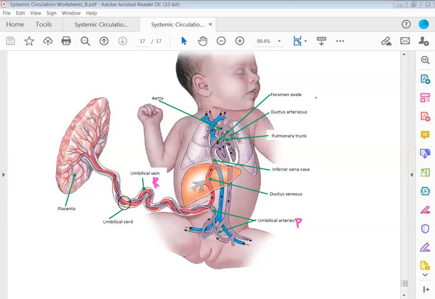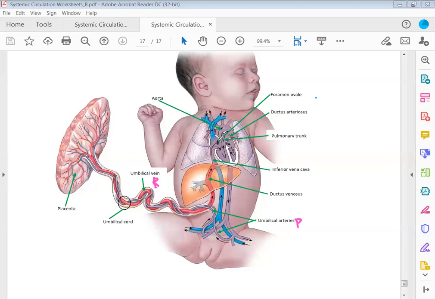The blood's going to come in through the placenta, is going to come through this umbilical vein. Then it's going to go up here to the ductus venosus. It will come into the inferior vena cava. It will dump into the right atrium. And then the blood in the fetus can go back and forth in the chambers. The left side and the right side of the heart are not cut off from each other.